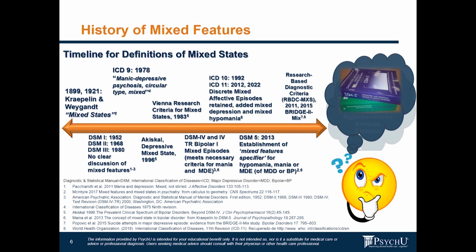The next real consideration of mixed states did not occur until ICD-9 in 1978. At this time, DSM-1, 2, and 3 were entirely silent on the concept of mixed states or mixed features. Approximately in the early 80s, there was a classification designated the Vienna Research Criteria for mixed states that really influenced the next couple decades and informed current conceptualizations of mixed states. Here in the United States, up until the time of DSM-4, the TR version, very little comment was made about mixed states. And even then, it was specifically only for mania.